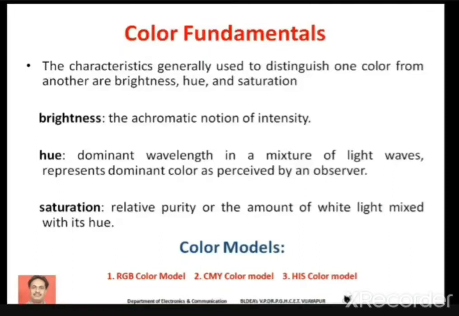Cameras. And the CMY color model is mainly used for printing of color images. And the HSI color model is used for description and interpretation of the colors by human beings. We'll discuss these color models one by one. First, we are going to start with the RGB color model.